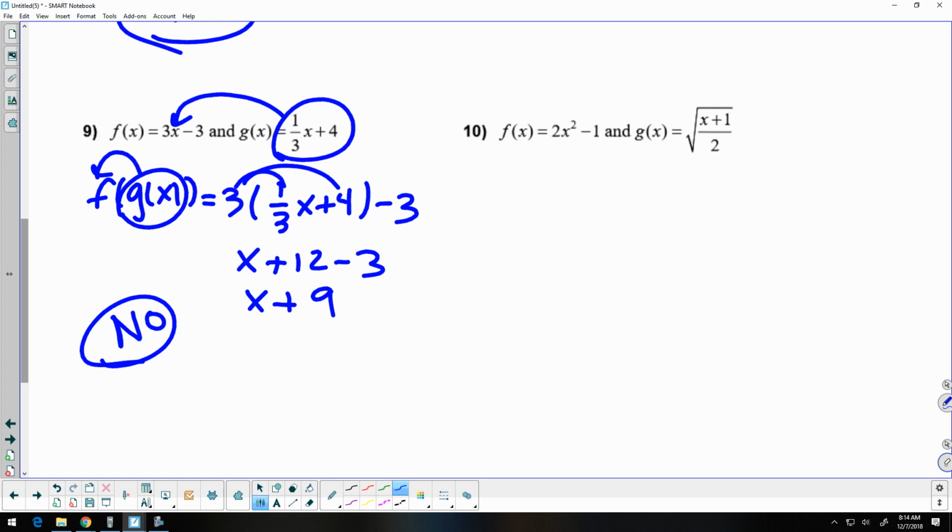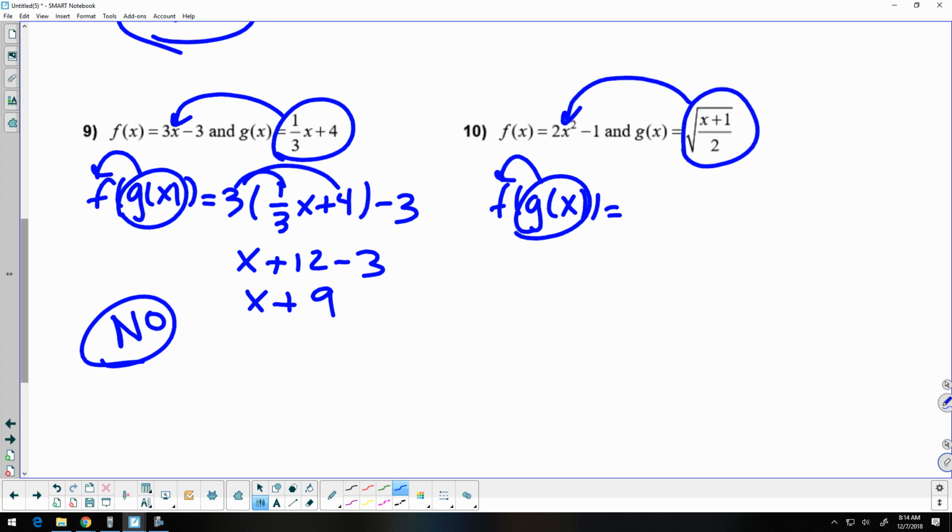All right, now the last one. So f of g of x. Let's do this one first. I'm going to take g and plug it into f. So this big guy, we're going to plug it in over here into x. So we're going to have 2 times this huge thing, x plus 1 all over 2. That's all being squared, minus 1.